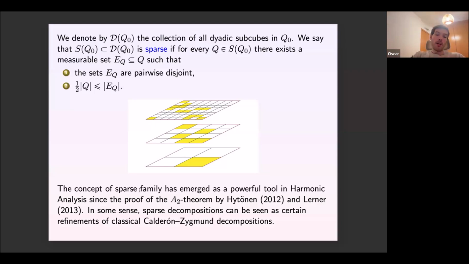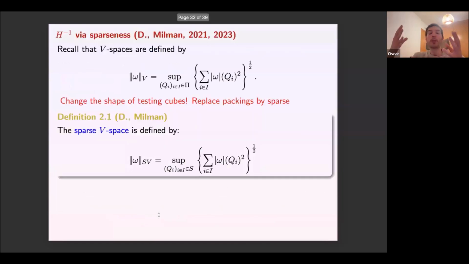Okay? I will explain this in a few seconds, but before that, I would like to also say that in some sense, sparse decompositions can be seen as a certain refinement of the classical Calderón-Zygmund decompositions. Okay? This is a way to construct optimal Calderón-Zygmund decompositions.